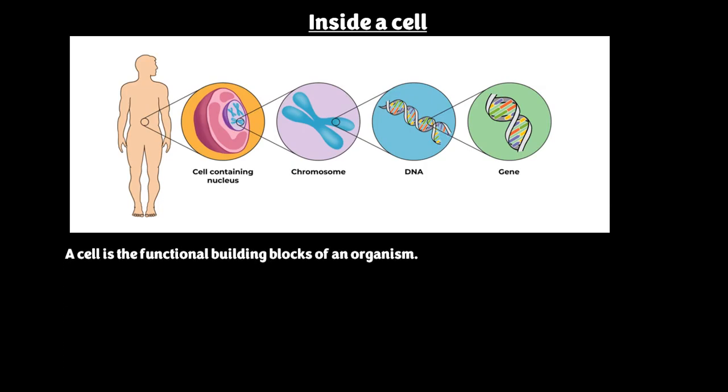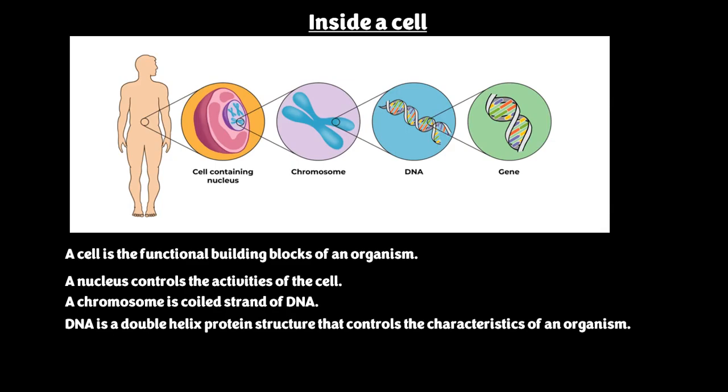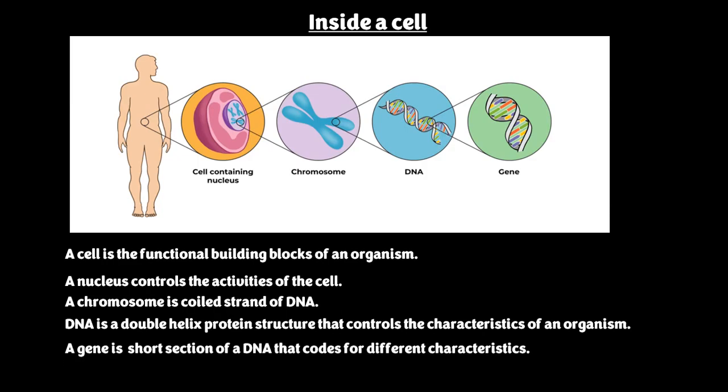A cell is a functional building block of an organism. The nucleus controls the activities of the cell. The chromosome is a coiled strand of DNA. The DNA is a double helix structure that controls the characteristics of an organism, and the gene is a short section of the DNA.